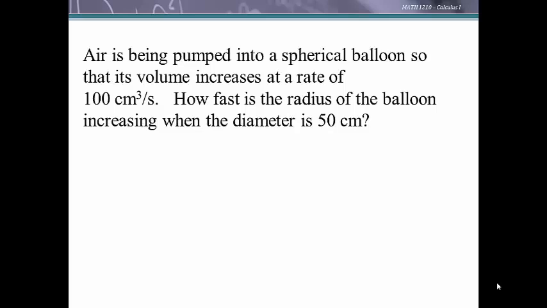Air is being pumped into a spherical balloon so that its volume increases at a rate of 100 cubic centimeters per second. How fast is the radius of the balloon increasing when the diameter is 50 centimeters? So we've got the spherical balloon and we've got this diameter. Now this is changing over time, and the information we're given is the volume is increasing at a rate of 100 cubic centimeters. That's the rate of change of the volume. So dV/dt equals 100 cubic centimeters per second.